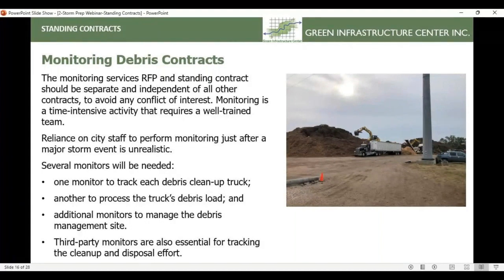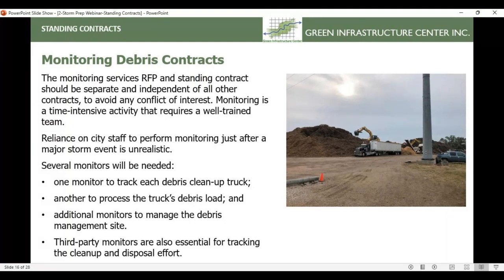There are certain environmental regulations around a debris management site, and certain testing and monitoring that needs to happen. So you're going to need additional monitors to make sure that you're in compliance with state and federal law. Third-party monitors are also essential for tracking the cleanup and disposal effort. So you're talking about a lot of additional staffing that's needed, and you can't really rely on existing municipal staff to perform these types of services during a major event.